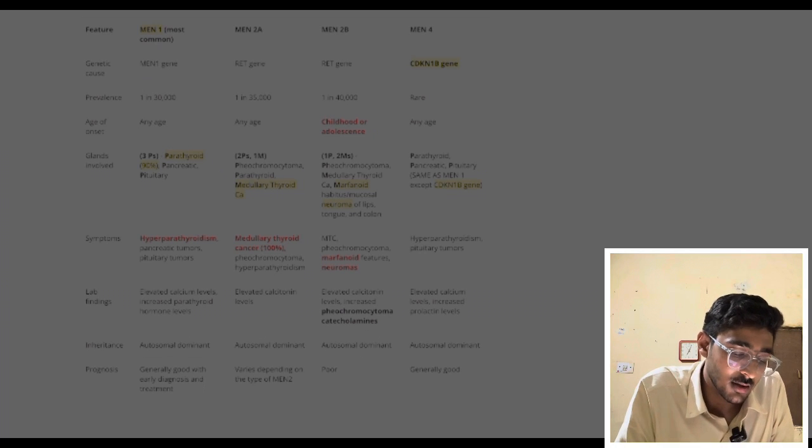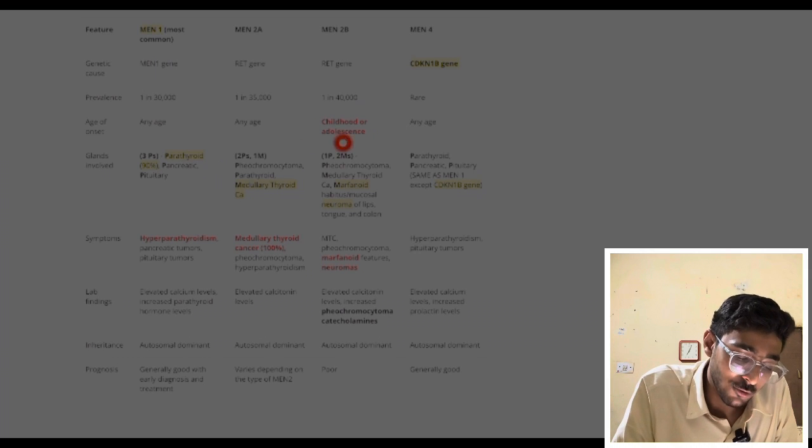And the age of onset: MEN 1 can occur in any age group, MEN 2A can also occur in any age group, and MEN 4 can also occur in any age group. The point to focus on here is MEN 2B. It occurs in childhood or adolescence.